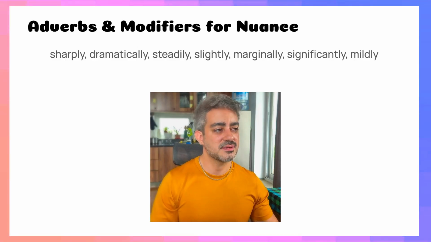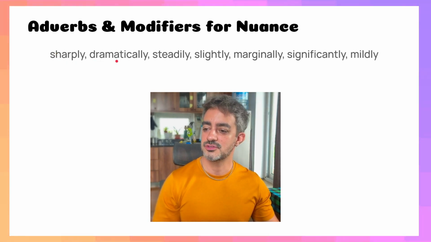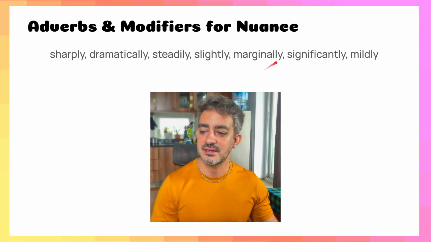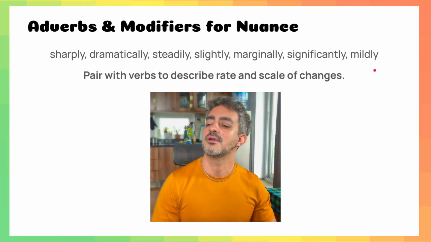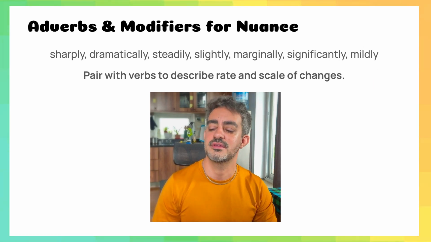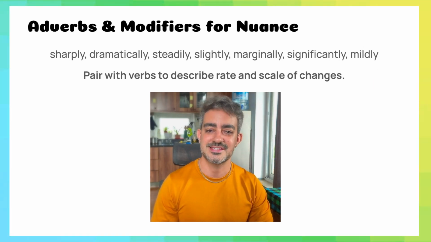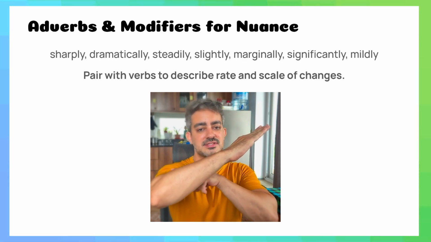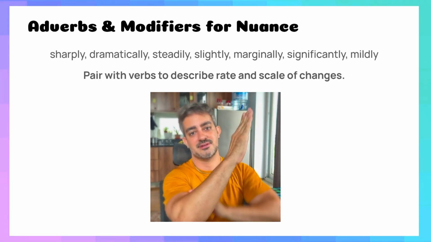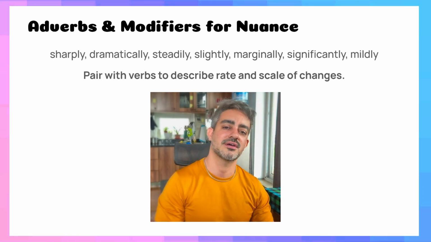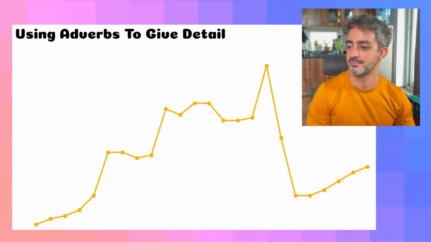So adverbs and modifiers, we use these to describe nuance, meaning maybe some minor details. We use some of these like sharply, dramatically, steadily, slightly, marginally, significantly, mildly. These are just some of them, but the important thing is that we pair these with verbs in order to describe rate and scales of change. Okay, an increase like this might be different from an increase like this or an increase like this. All right, these are very big differences. So we want to describe that using a verb and an adverb.